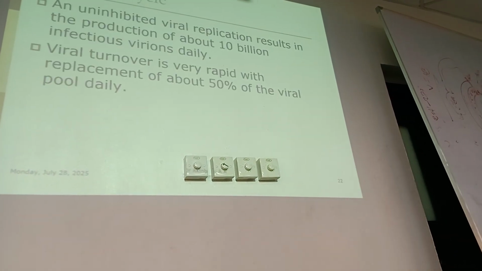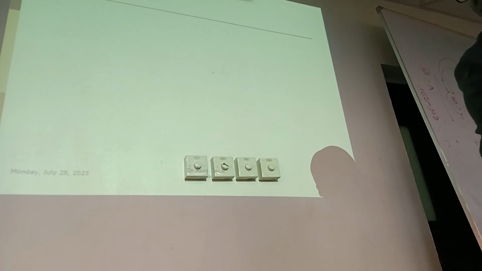So, like I said, uninhibited viral replication results in production of about 10 billion virions. If you are infected today, every day your body will produce 10 billion HIV viruses. So viral turnover is very rapid, and those 10 billion will be infecting your CD4 cells and damaging them. Okay, so there is replacement of about 50% of the viral pool every day.